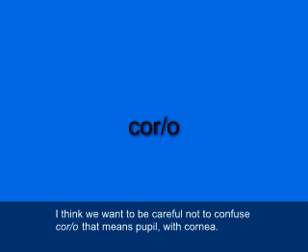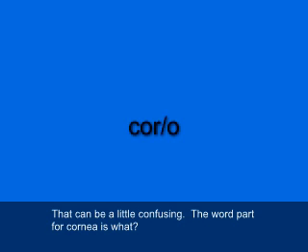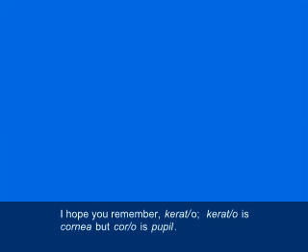And finally, within the iris, we have that black circle, which most of us know is called the pupil. And that black circle is where light can actually go on and get into the eye. And the word part for pupil is choro, COR/O. And I think we want to be careful not to confuse choro, which means pupil, with cornea. Okay, that could be a little confusing. The word part for cornea is what? Hope you remember kerato. Kerato is cornea, but choro is pupil.